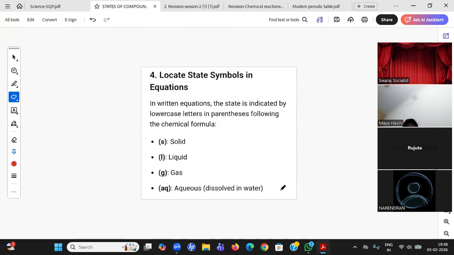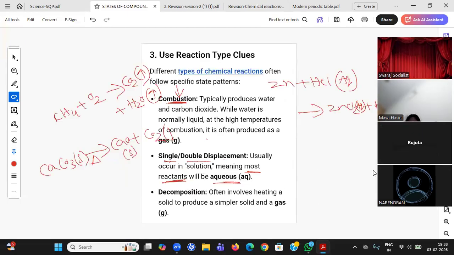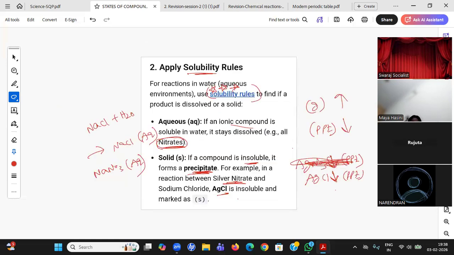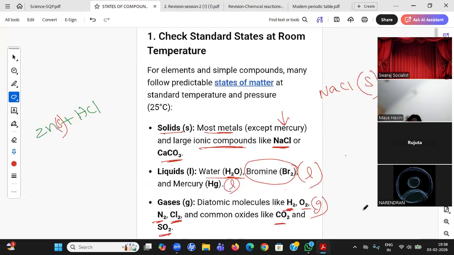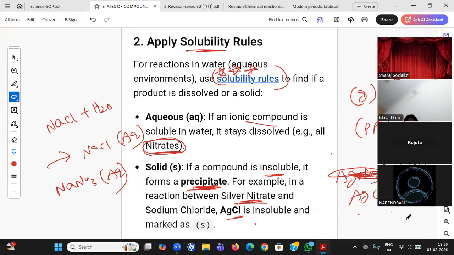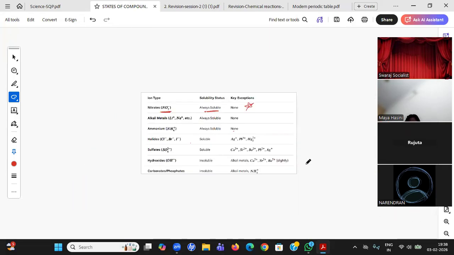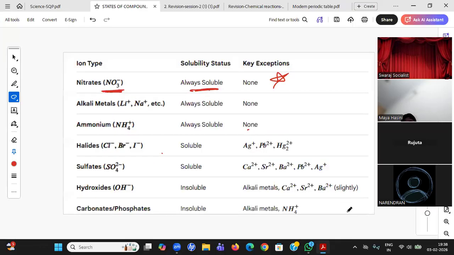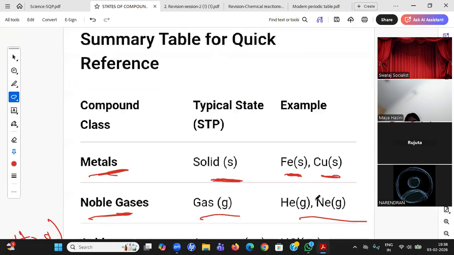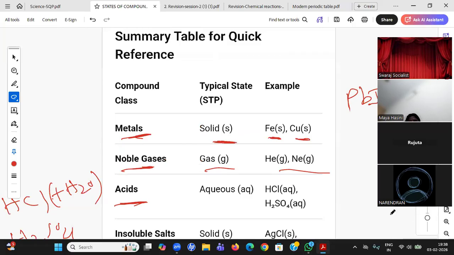Okay, who is the student, Rujita, is it you who asked me this doubt? Yes, sir. Thank you, sir. Okay, students, I think I have cleared 80% of the doubts. Tomorrow when I go for the session, I'll be clearing the remaining 20%: when to take solid, when to take liquid, when to take aqueous. That's all from my side.